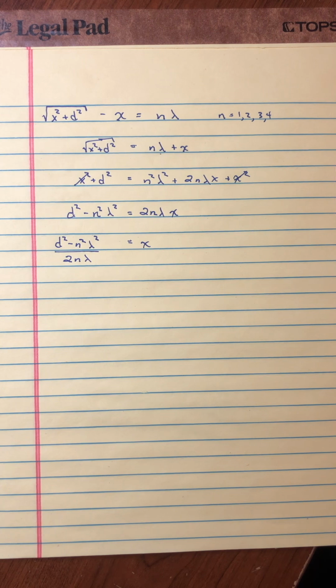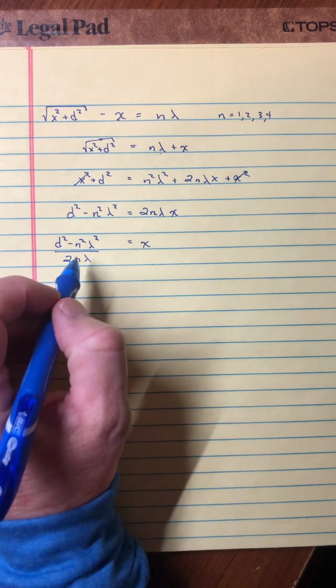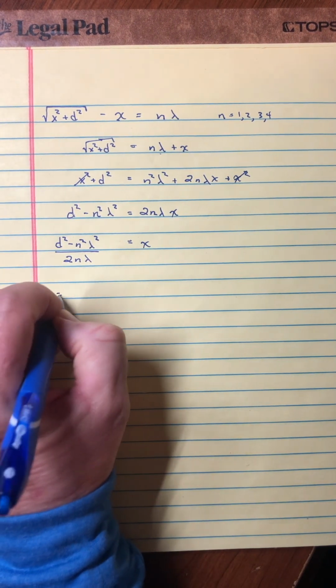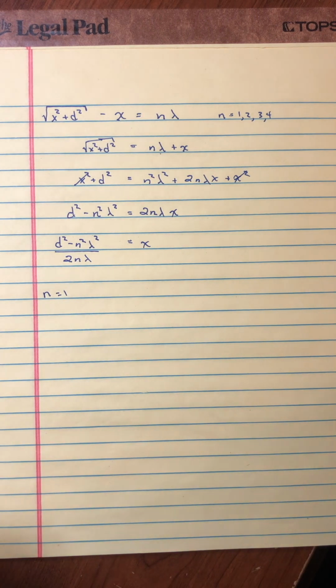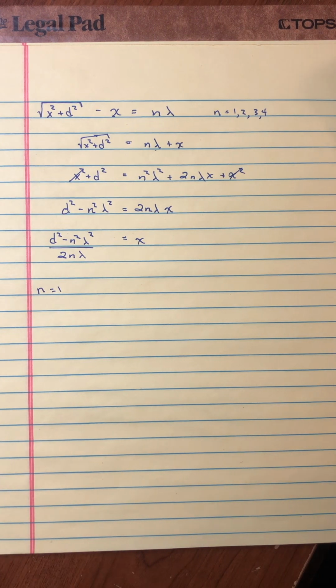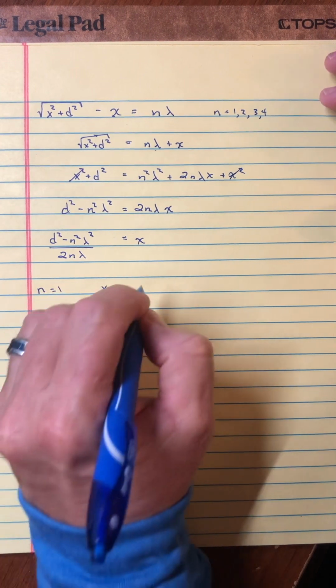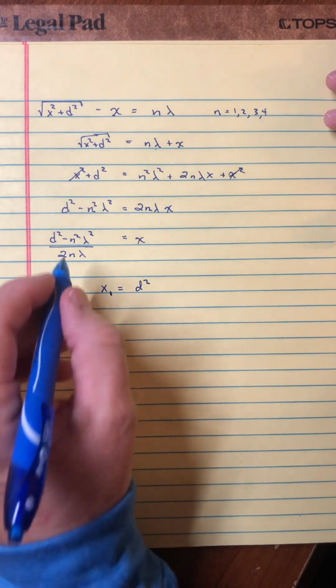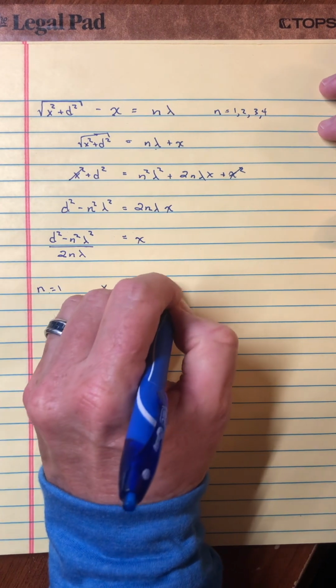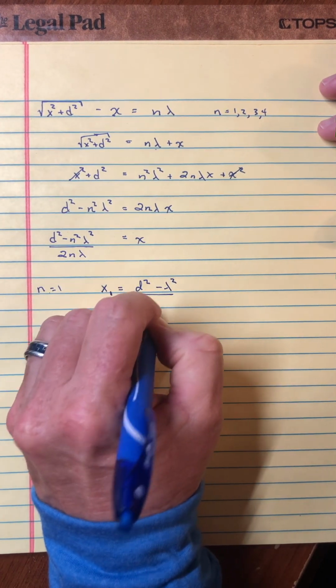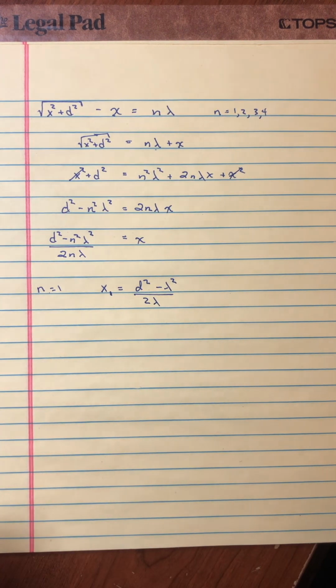You can kind of see here that one option is n equal to 1. And I have a feeling that's what the author meant in this problem. And so one of the spots, I'll call it x1, would be d squared, and then if I said n equal to 1, minus lambda squared over 2 lambda, would be one of the possibilities of where it is.